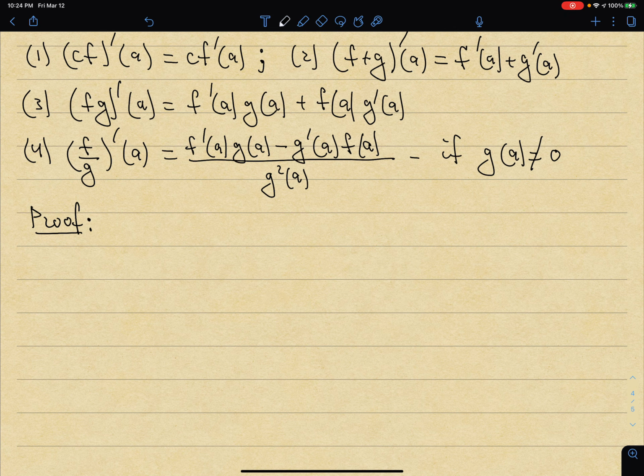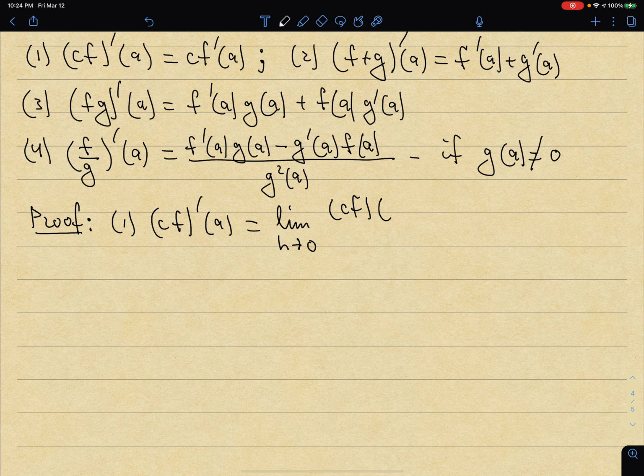So let's do number 1. (cf)'(a). What is that? According to the definition of a derivative, this is the limit as h goes to 0 of cf of a plus h minus cf evaluated at a, everything divided by h.